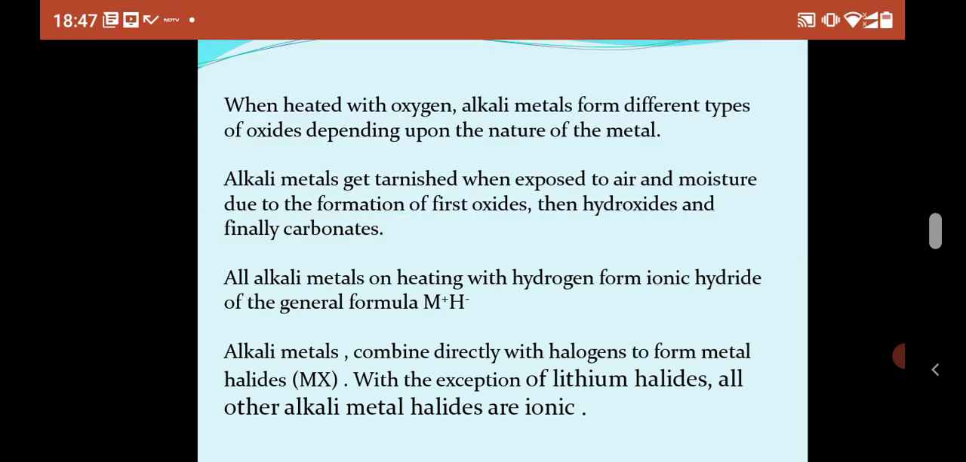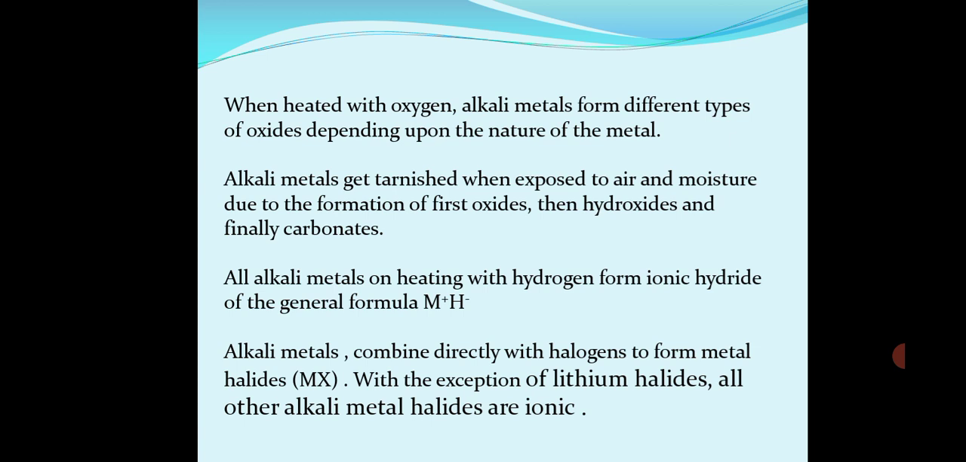All alkali metals on heating with hydrogen form ionic hydrides of the general formula MH. The reactivity of the alkali metals towards hydrogen decreases down the group from lithium to cesium, because the lattice enthalpy, and hence the stability of these hydrides, decreases down the group as the size of the metal cation increases. The stability decreases in the order LiH > NaH > KH > RbH > CsH. That is, lithium hydride is a much stronger hydride compared to cesium hydride.